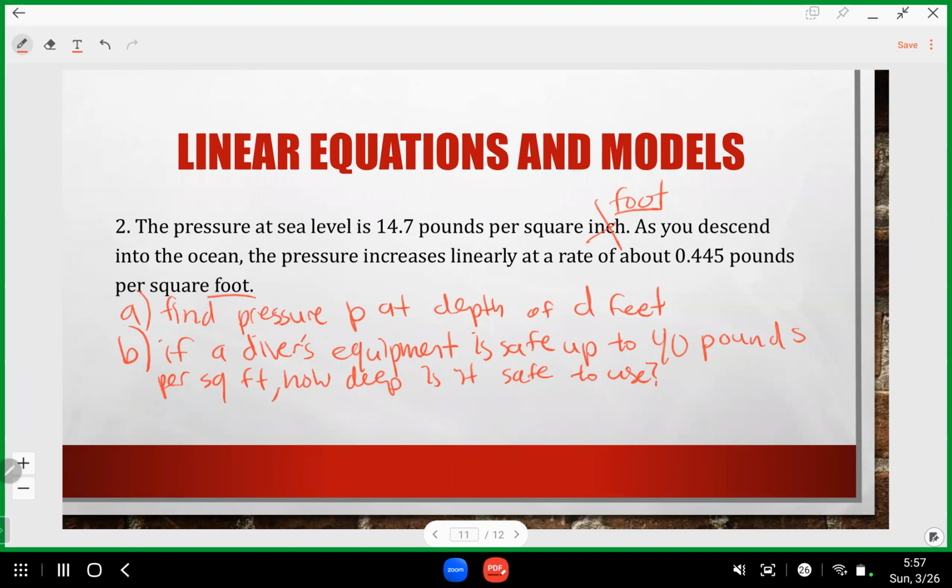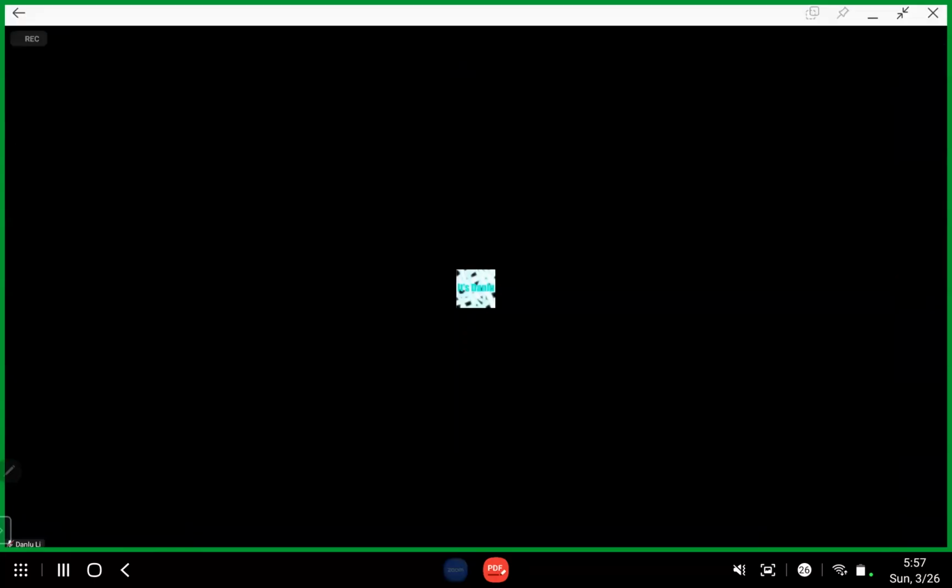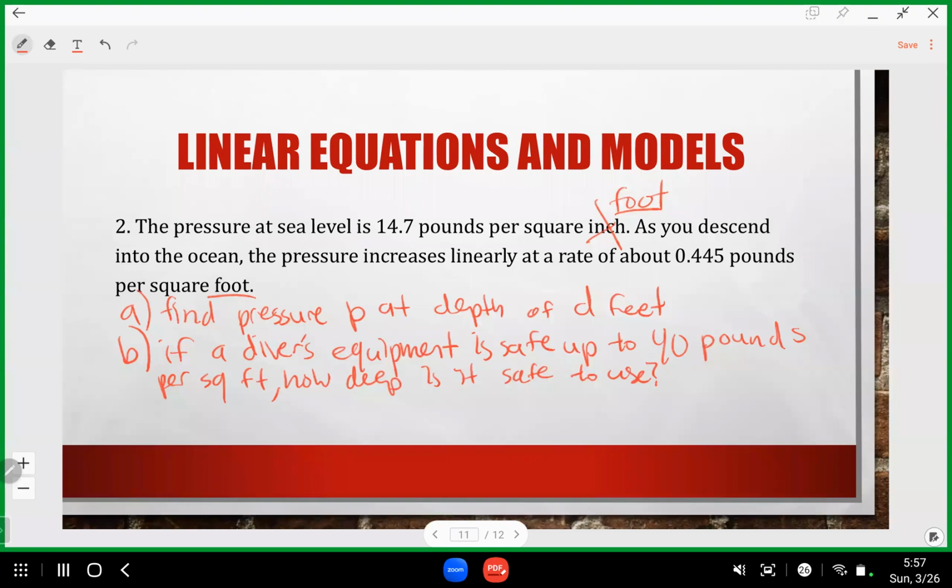All right, so let's go over this. And there should be some pretty good answers for this. As we can see here, find the pressure P at depth of d feet. So we know that the initial pressure is going to be 14.7 pounds per square inch at sea level, right? And we know that's the initial. But what about the rate at which we descend, right? About 0.445 pounds per every square foot that we descend into the ocean.